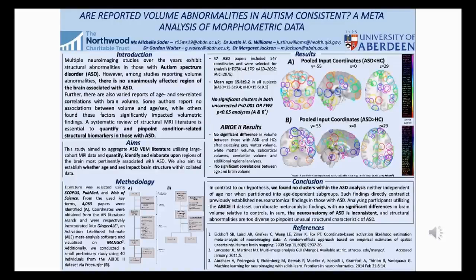Both our small-scale and meta-analytic findings directly contrast this expansive literature. It's possible that volume abnormalities in used publications were simply spread across a variety of brain regions and were subsequently insignificant when analyzed via GingerALE. ABIDE dataset studies have also reported inconsistent findings in brain volume, and among such studies, there's no unanimously affected region of the brain.